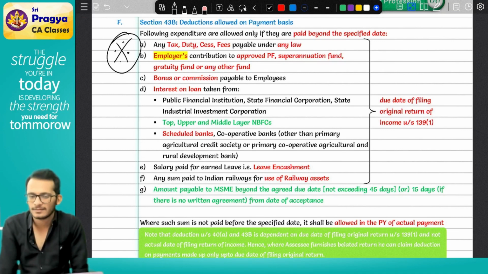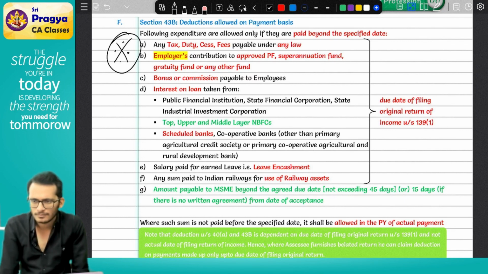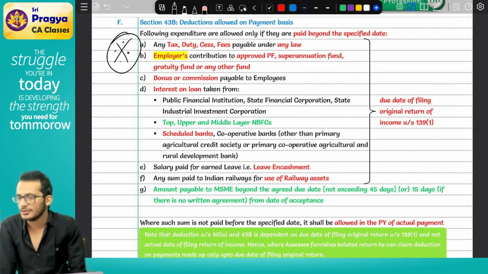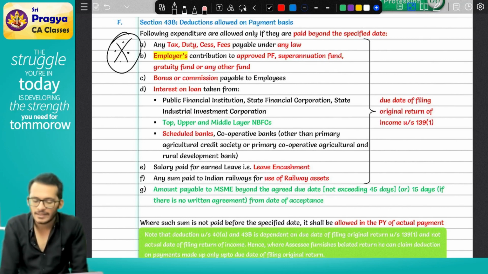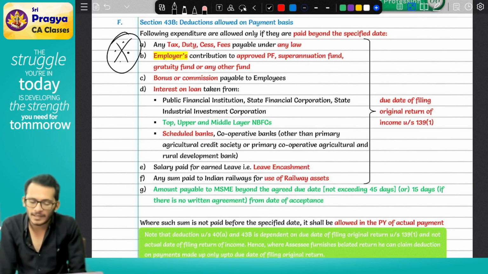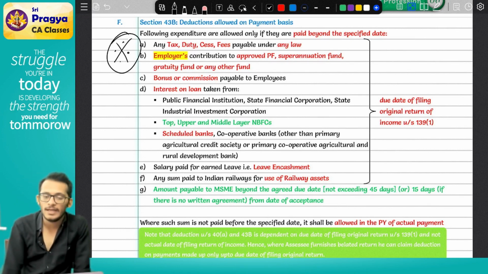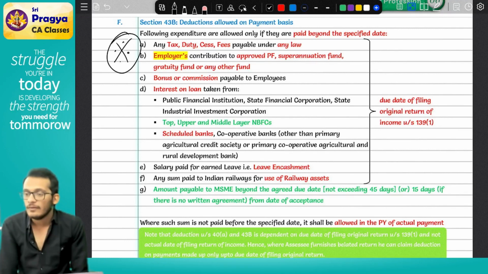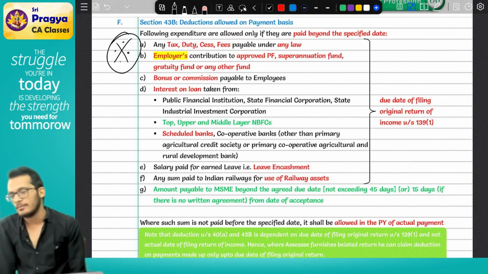What payments do you make to banks? Interest payments you make to banks. So income tax says, if you make any kind of interest payments to banks, which banks? You're making the payment to a public financial institution, state financial corporation, state industrial investment corporation, scheduled banks, cooperative banks, other than primary agricultural credit society or primary cooperative agriculture and rural development banks, or NBFCs. If you make a payment to any of these parties, for what? Interest on loan.